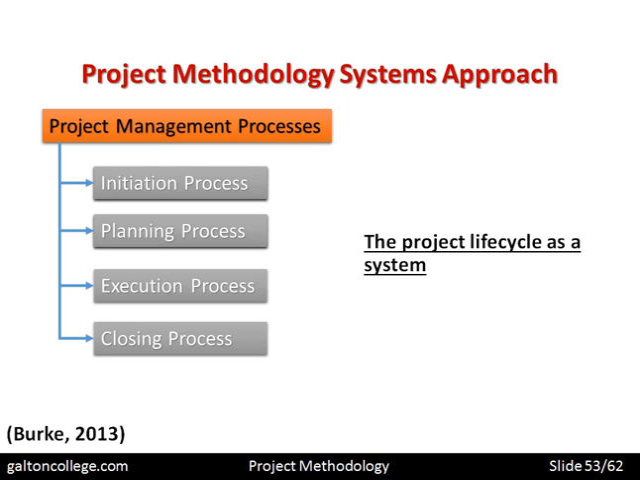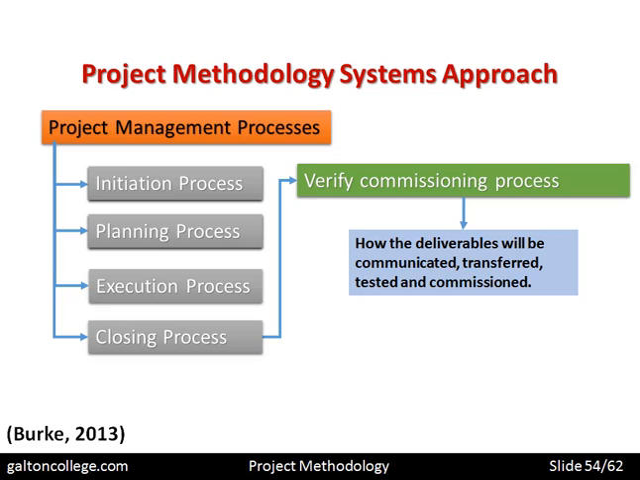So here's our 4 parts again. Now we've moved to the closing process at the very bottom. Now verify commissioning process. How the deliverables will be communicated, transferred, tested and commissioned. So there are outcomes from the project. Now they must be communicated to the department that commissioned the project.